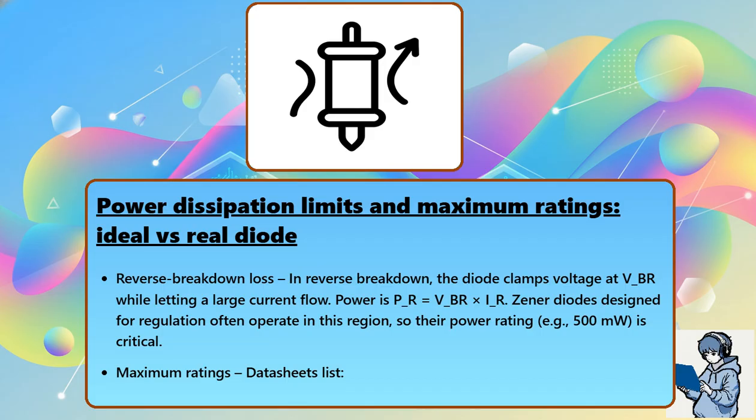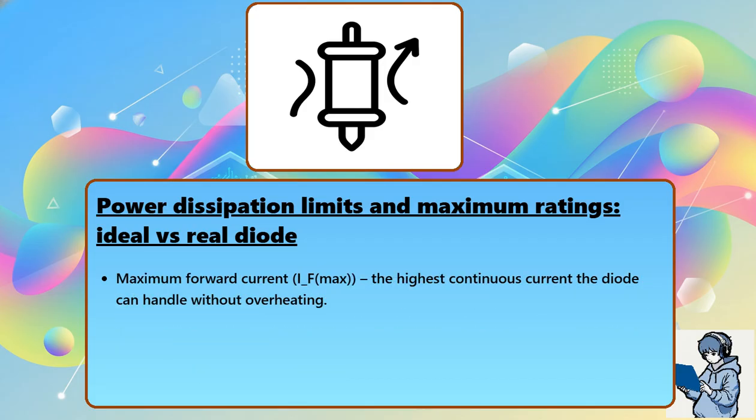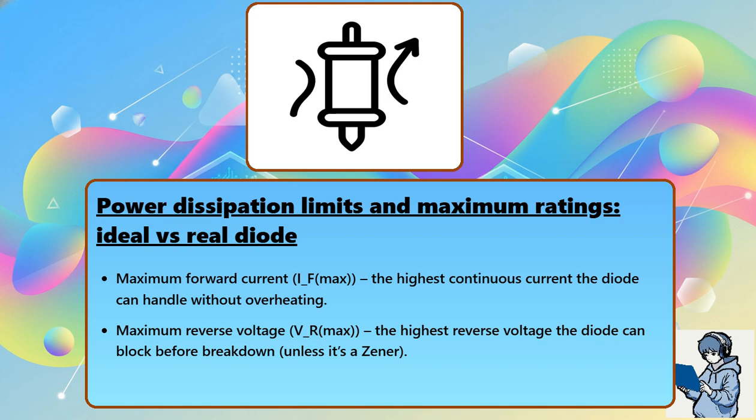Maximum ratings that datasheets list: maximum forward current, I sub F max, is the highest continuous current the diode can handle without overheating. Maximum reverse voltage, V sub R max, is the highest reverse voltage the diode can block before breakdown, unless it's a Zener.